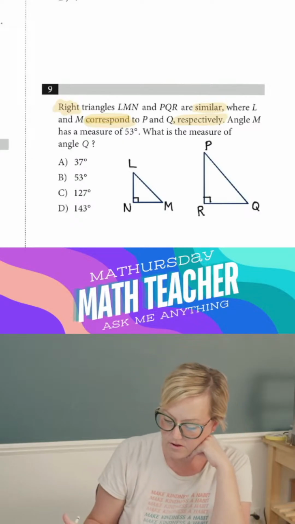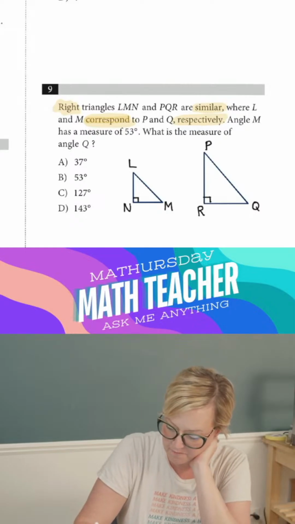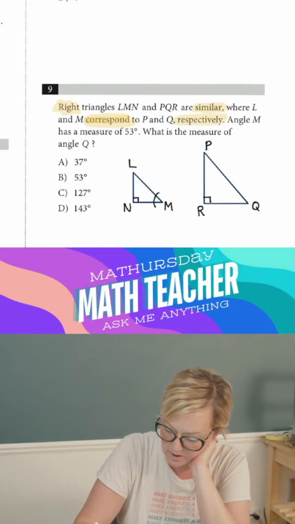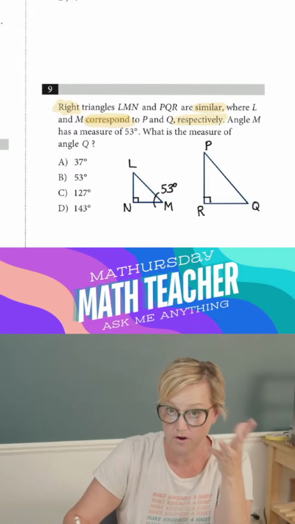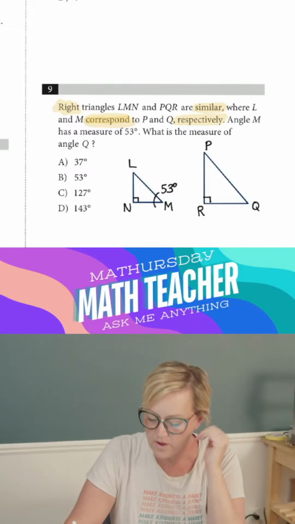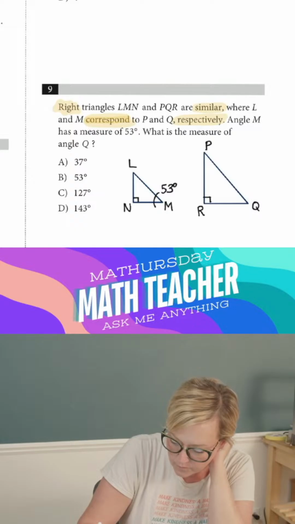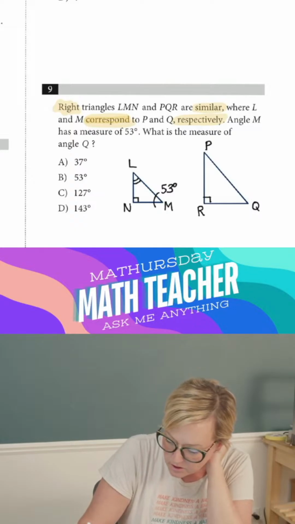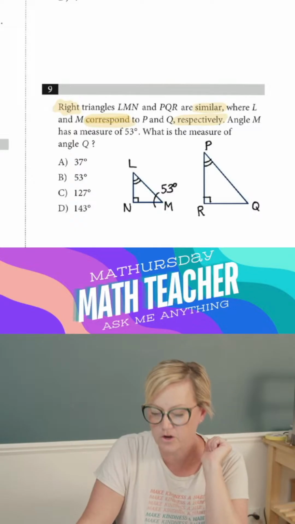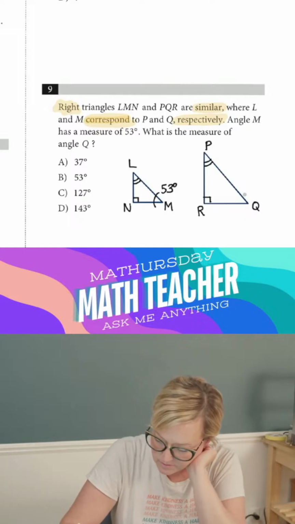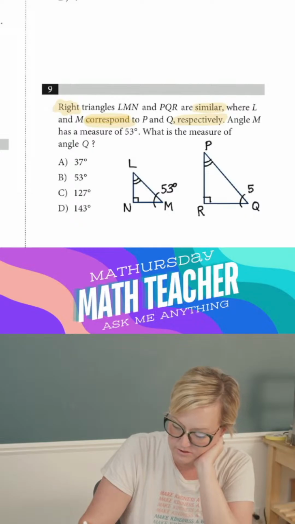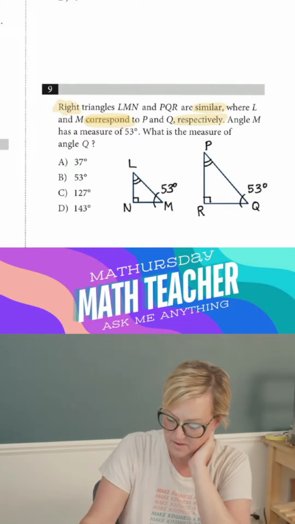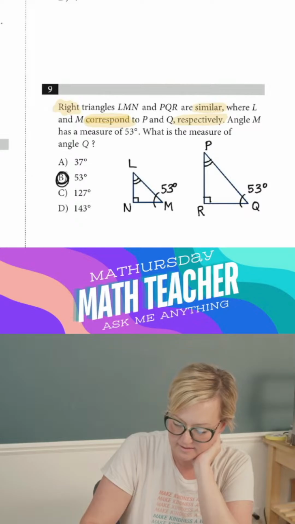All right, so angle M has a measure of 53 degrees. So this one is 53 degrees. Now, if they correspond, that means that they are equal or congruent. Within similar figures, corresponding angles are congruent. So that means that if M is 53, Q is also going to be 53 degrees. So my answer is B.